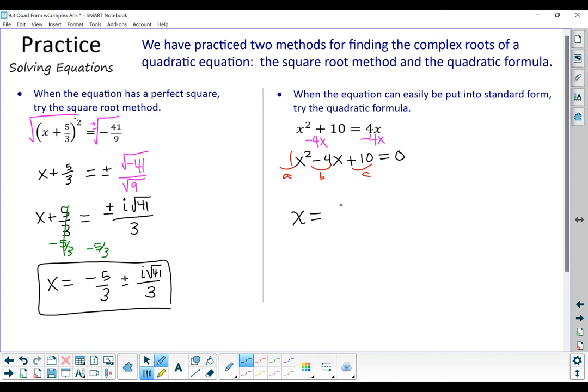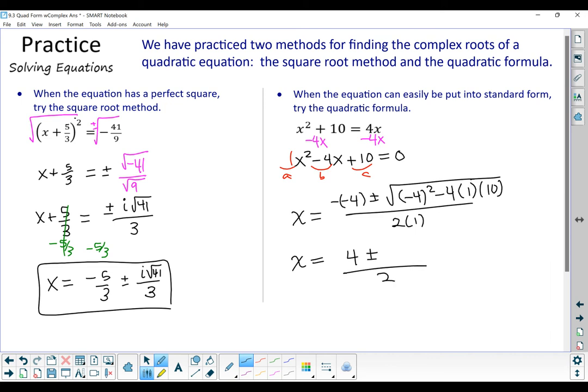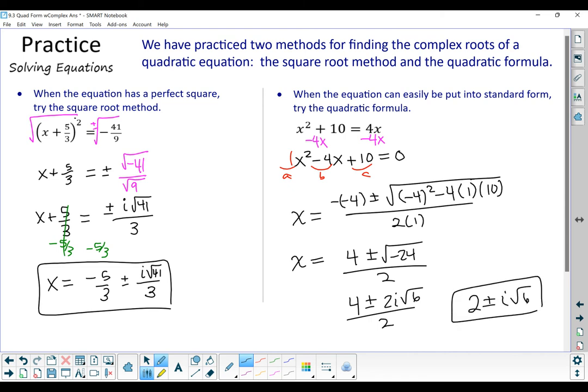So x equals negative negative 4, so that's going to be a positive 4, plus or minus the square root of b squared minus 4ac, and it's all over 2a. So we've got 4 plus or minus. This root is 16 minus 40. 16 minus 40 is negative 24. So this is 4 plus or minus 2i root 6 over 2. That's 2 plus or minus i root 6. So those are our two answers to this equation.